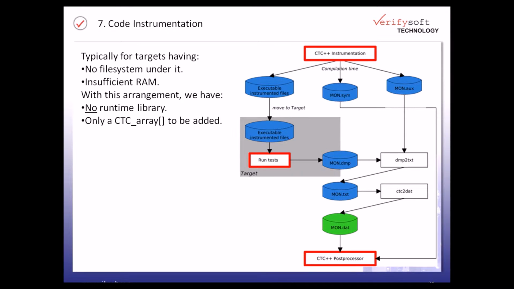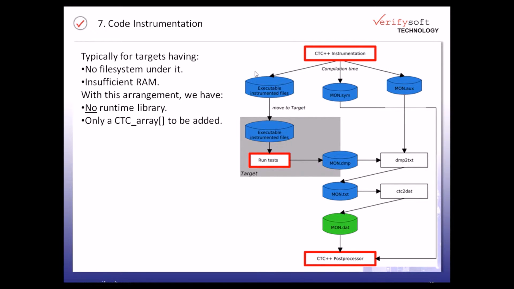Okay, let's focus now on how we can save the data from the coverage analysis running on the target back to the host. So typically we are using the bitcov option because your target doesn't have any file system running on it. For this situation, we are using bitcov, which doesn't need to have any runtime library installed, so it minimizes the overhead impact on the global memory, as we only have to add a CTC array to our application in order to be able to collect the coverage data and later on to be able to generate a report.